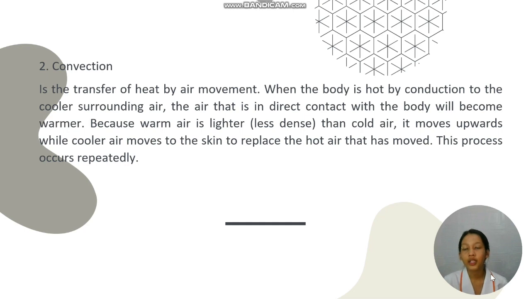Second is convection. Convection is the transfer of heat by air in movement. When the body is hot, by conduction to the cooler surrounding air, the air that is in direct contact with the body will become warmer. Because warm air is lighter or less dense than cold air, it moves upwards, while cooler air moves to the skin to replace the hot air that has moved. This process occurs repeatedly.